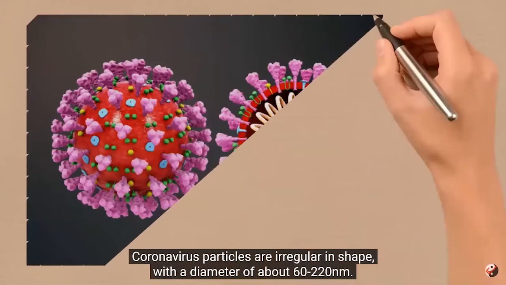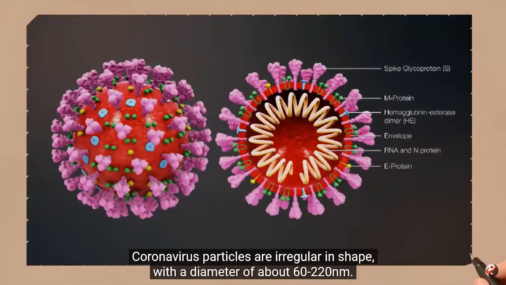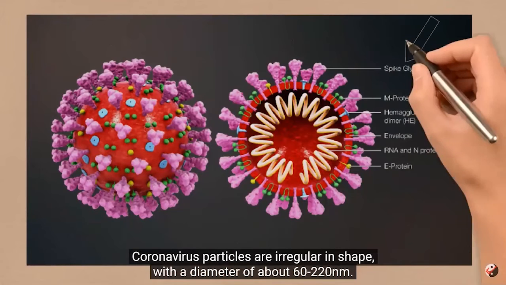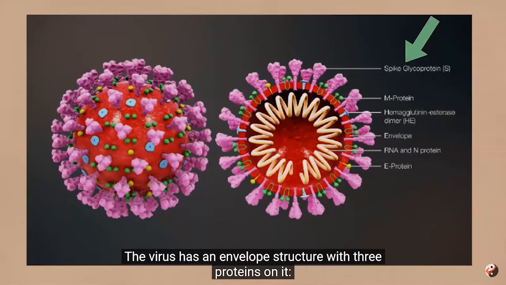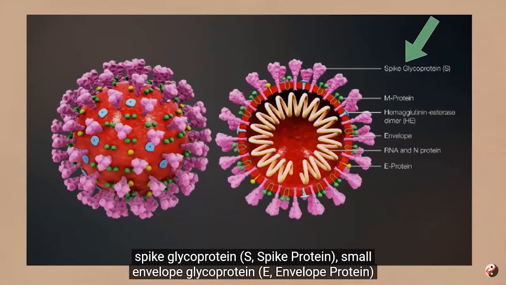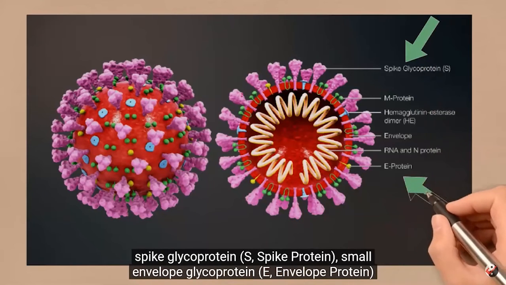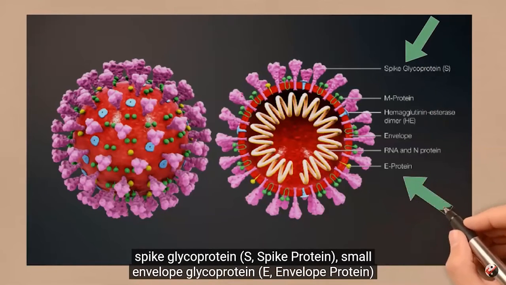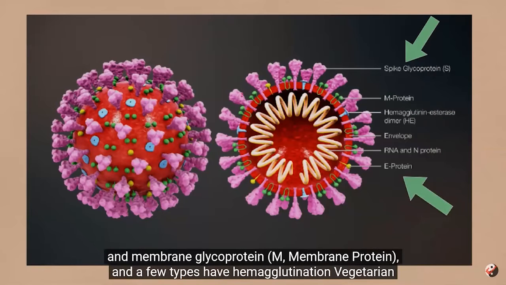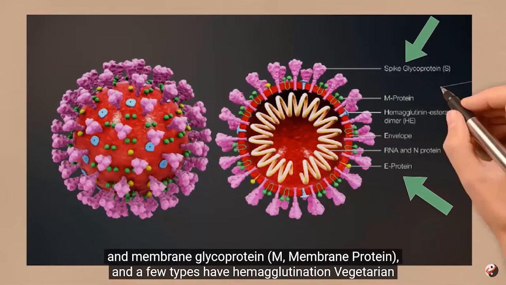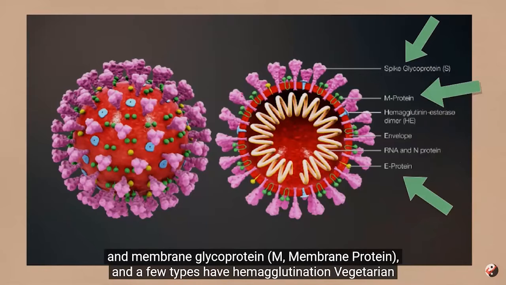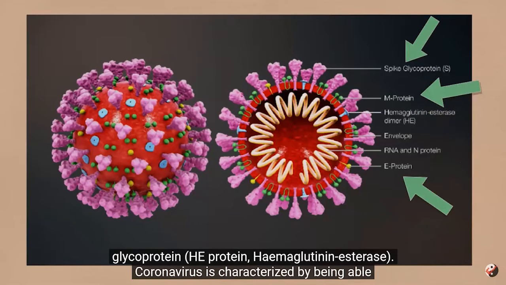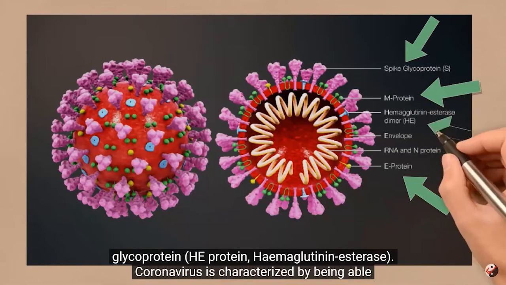Coronavirus particles are irregular in shape, with a diameter of about 60 to 220 nanometers. The virus has an envelope structure with 3 proteins on it: spike glycoprotein, S, the spike protein; small envelope glycoprotein, E, the envelope protein; and membrane glycoprotein, M, the membrane protein. And a few types have hemagglutinin-esterase glycoprotein, the HE protein, hemagglutinin esterase.